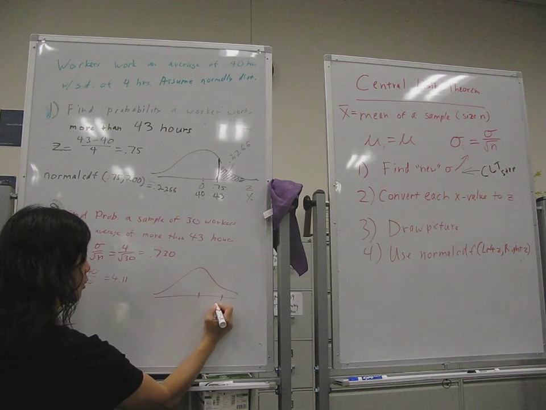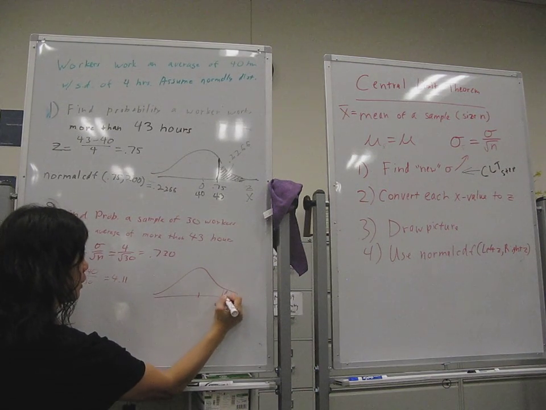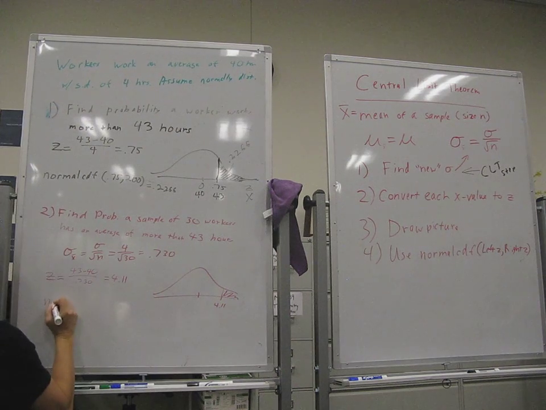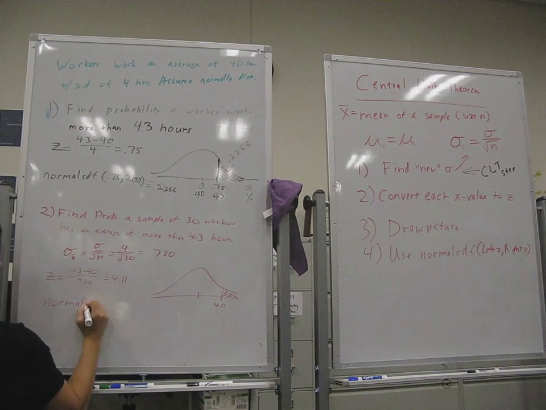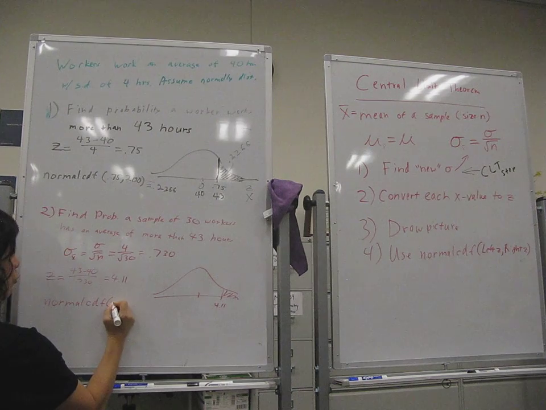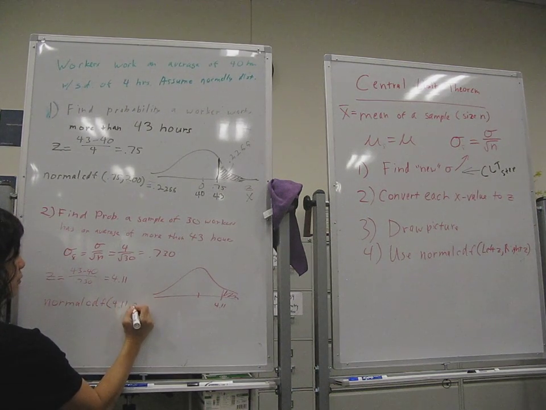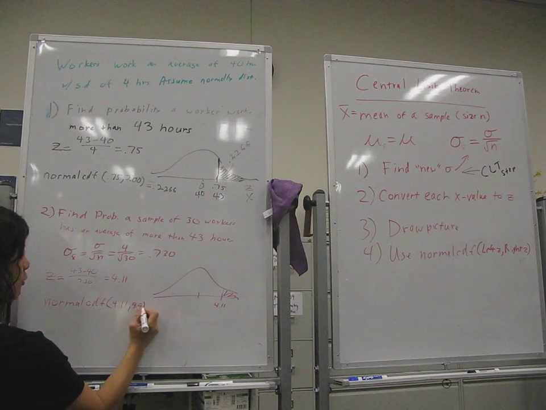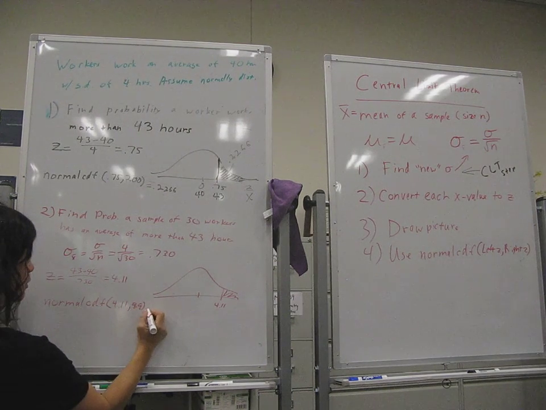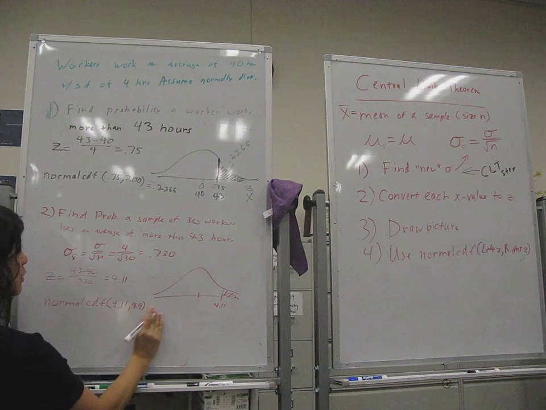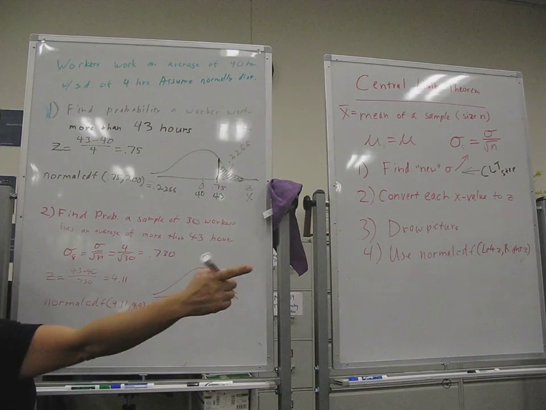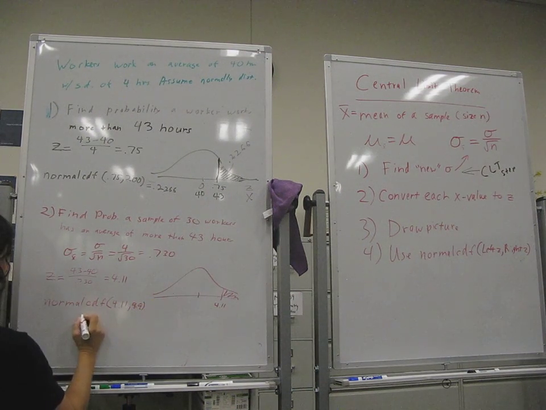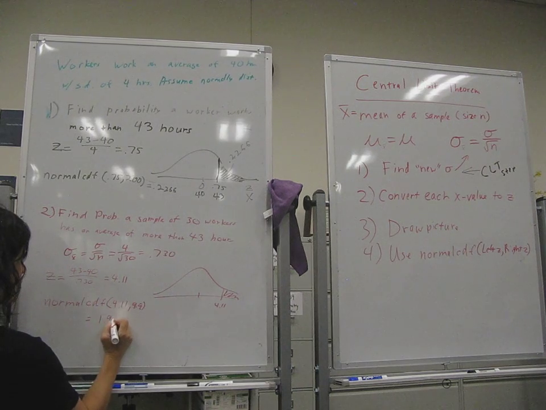Notch here, 4.11, greater than that, normal CDF, 4.11, comma, 99, sure. And what do you guys get? 0.000. Did anybody get, what'd you get? I got 1.97 e to negative 5.